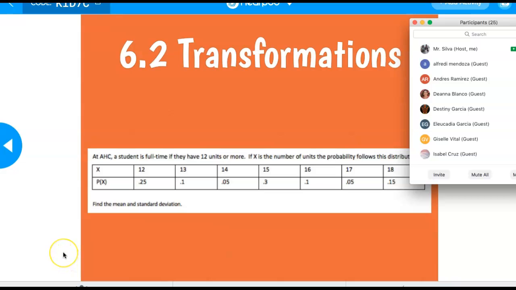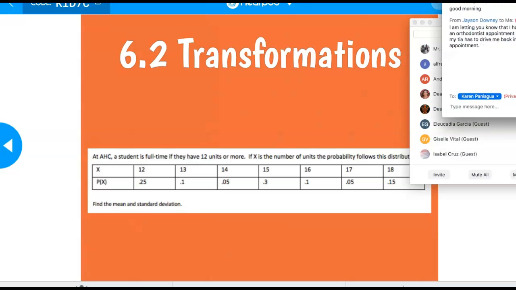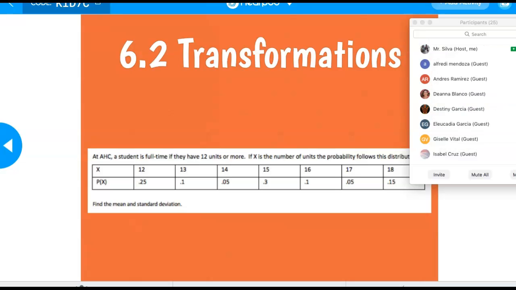Alright, so we're going to find the mean and standard deviation. We want to enter x. X is your variable, and list 1 is your probability. So we're going to enter those into list 1 and list 2. So hopefully you have your calculator and you can use it.